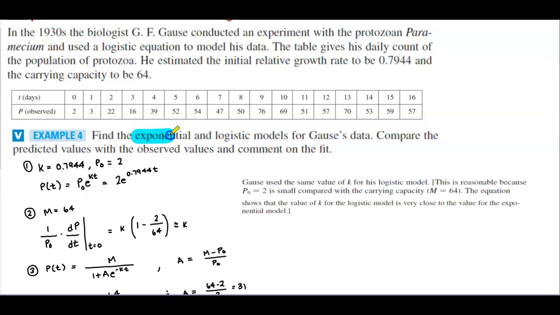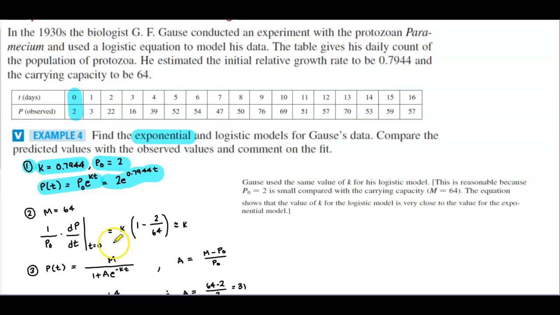so if we're looking for the exponential model, well, we know that the value of k is 0.7944, and we know that the initial population is 2, since we can see that from our table here. And so P of t is going to equal the initial population e to the kt, and so we have that information, so there is the exponential model.